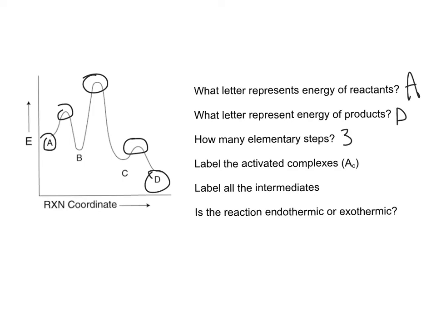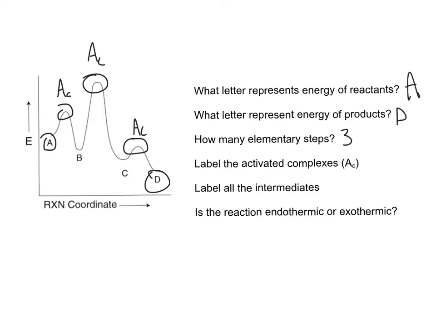Then it asks us to label the activated complexes. Back when we first started Unit 15, we learned about what activated complexes are and where they are on our potential energy diagrams. They're at the very, very top of the hill. So because we have 3 steps, we also have 3 activated complexes. 1 there, 1 there, and 1 there. 1 for each one of our steps.